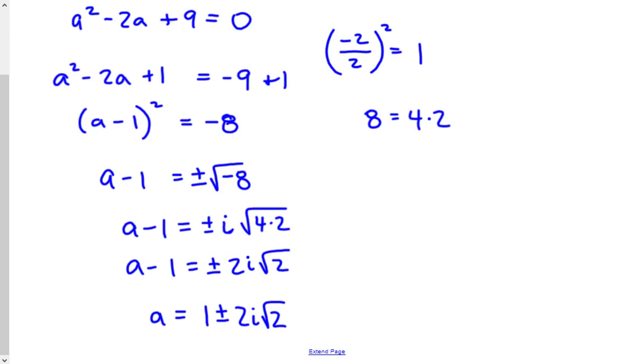And if you needed to answer this in your homework, if you happen to have the plus or minus tool, that's great, use it. If not, your solutions would be 1 plus 2i square root of 2 and 1 minus 2i square root of 2. You can just write them out both that way.